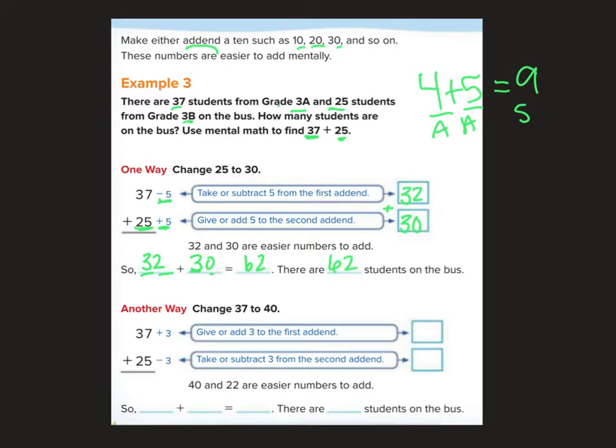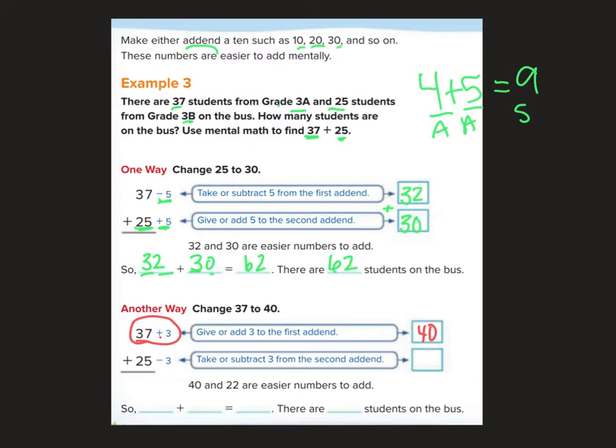Okay, so let's try it again. What if this time, instead of making 25 into 30, I looked at the number 37 and said, oh, that's close to 40, so I added 3 to get to 40. This is the same problem. We're just solving it two different ways to show you that you don't need to get hung up on, oh no, should I go 25 to 30 or should I do 37 to 40? We don't need to get hung up.